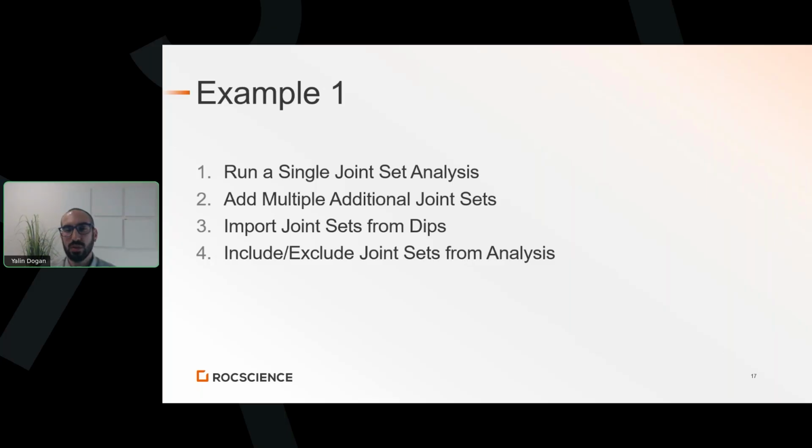Now that we've gone through the key features of the multiple joint sets feature, we're ready to move on to our live example, so we can see RocSlope2 in action. In this example, I'll start by showing you how to run a single joint set analysis. Then we'll expand the model by adding multiple additional joint sets. Then I'll demonstrate how to import joint sets directly from DIPS. And finally, how to selectively include or exclude specific joint sets from the analysis.